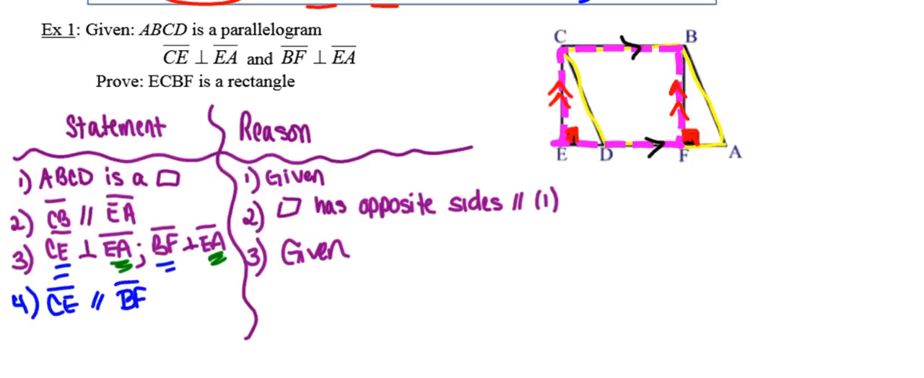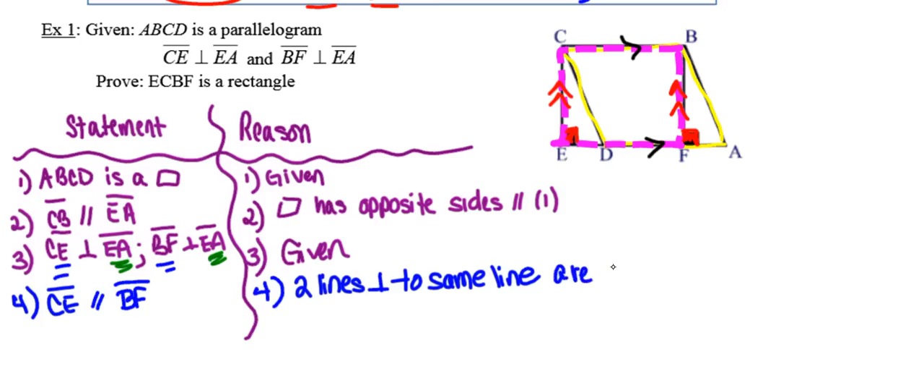Now, if you didn't see that relationship, you could use the right angles, which are congruent corresponding angles, to make those sides parallel. It would be just an extra step or two in your proof. So my reason for this, two lines perpendicular to the same line. And again, notice that in statement 3, both of those segments are perpendicular to segment EA, so they are going to be parallel to each other. And since it was statement 3 where I had those two lines that are perpendicular to the same line, I'll cite statement 3.